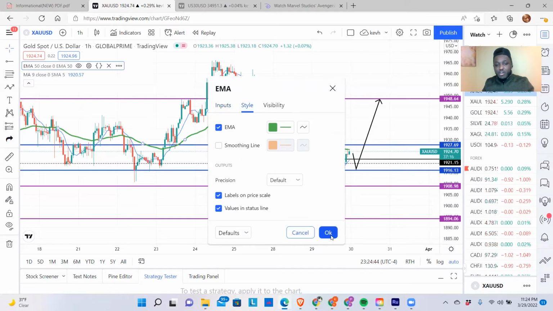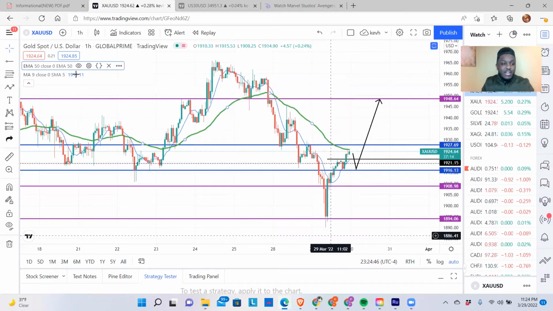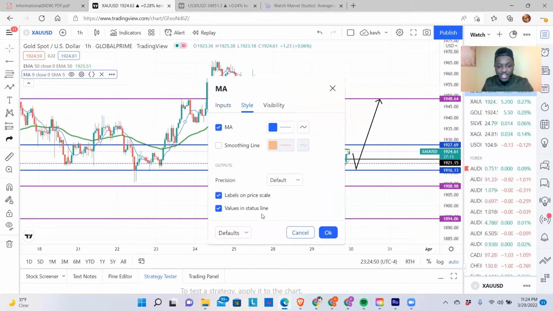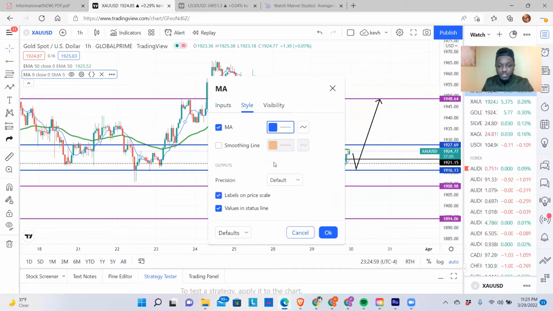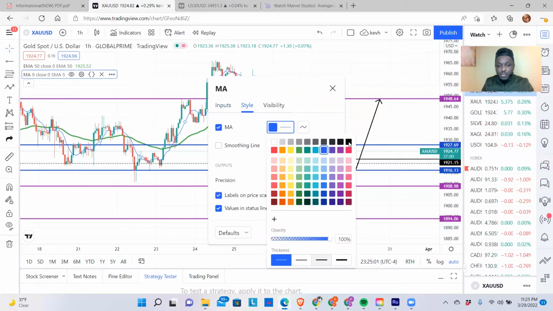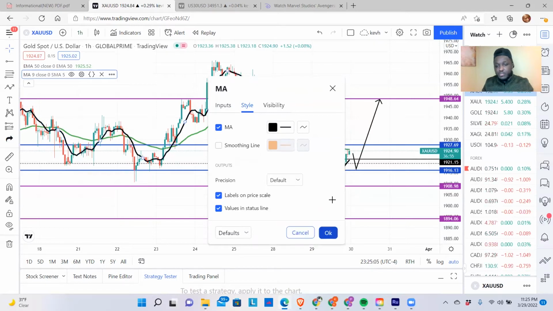So TradingView has obviously updated, and there are some new settings going on here that I'm definitely having to encounter for the first time, but all is well. So this is our moving average, and I'll make this black for us. There we go. All right.